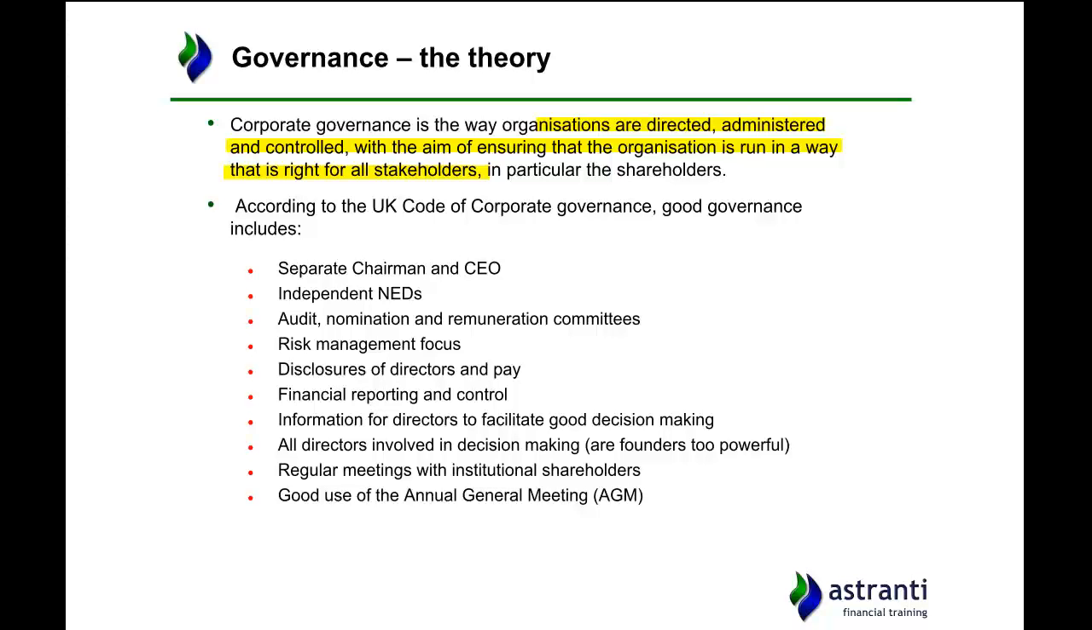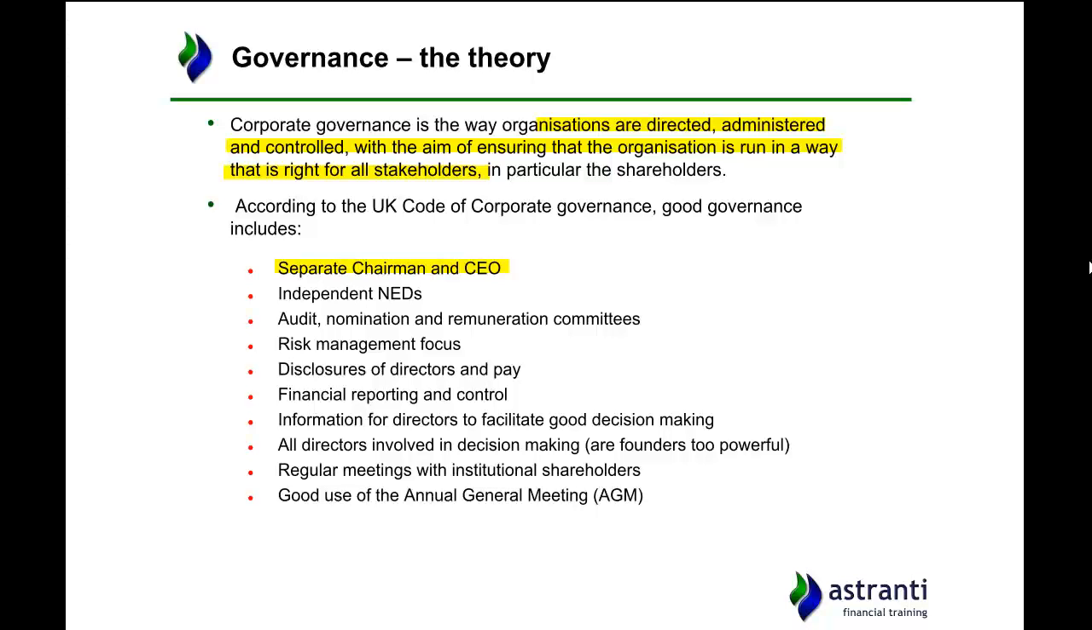Let's take a look at some of the key factors from the Code of Governance. What is considered good governance? That's having a separate chairman and CEO. Of course, the CEO is head of the organisation, and the board is ahead of the CEO. And so the CEO runs the organisation on behalf of the board, and then the chairman is the head of the board.